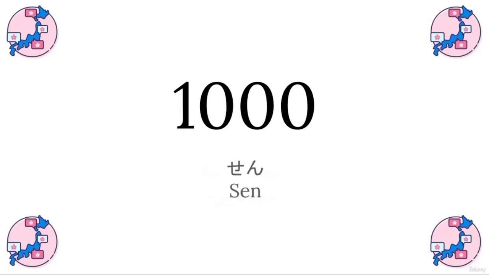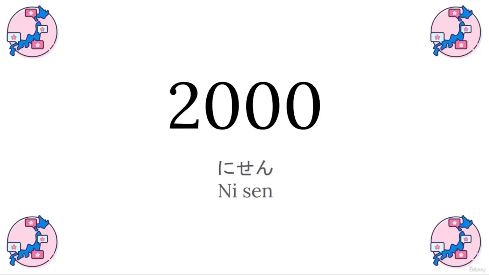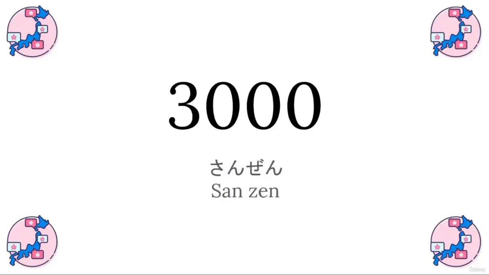And now 1000 is sen. Sen. Or issen. 2000. Nisen. 3000. Sanzen. It's an exception here with the Z.